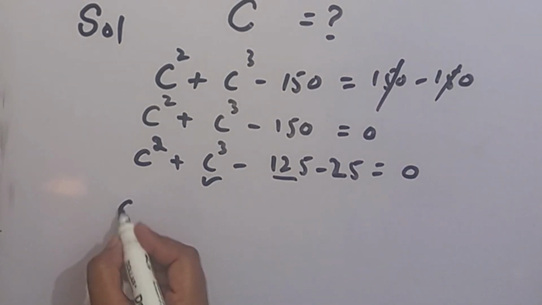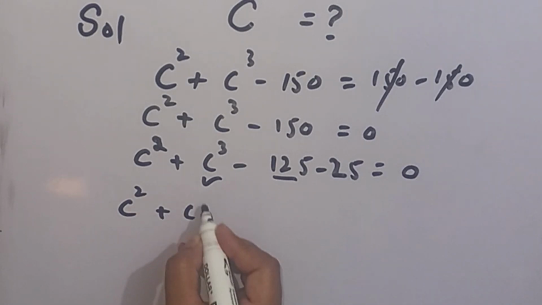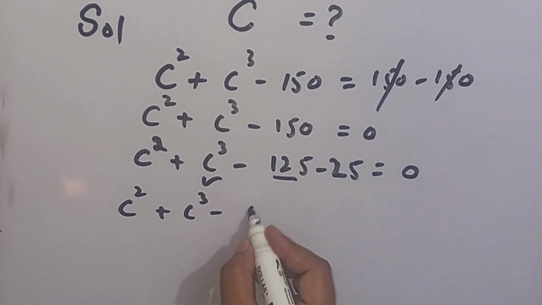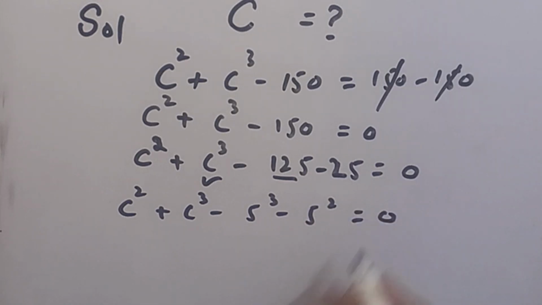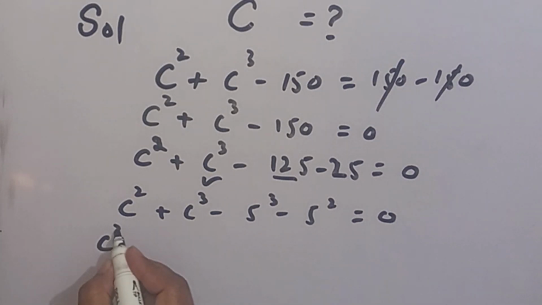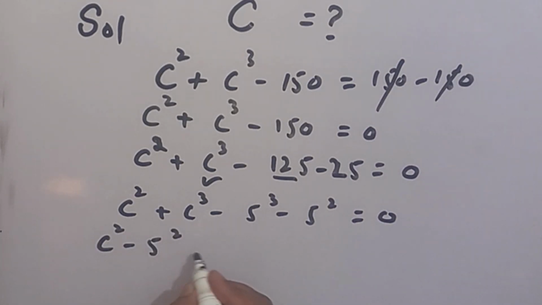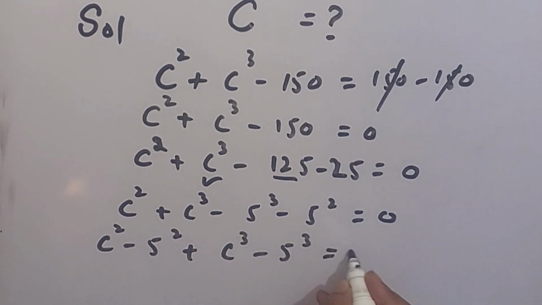So this is c square plus c cube minus 5 cube minus 5 square, equal to 0. Now we rewrite this as c square minus 5 square plus c cube minus 5 cube. This is equal to 0.